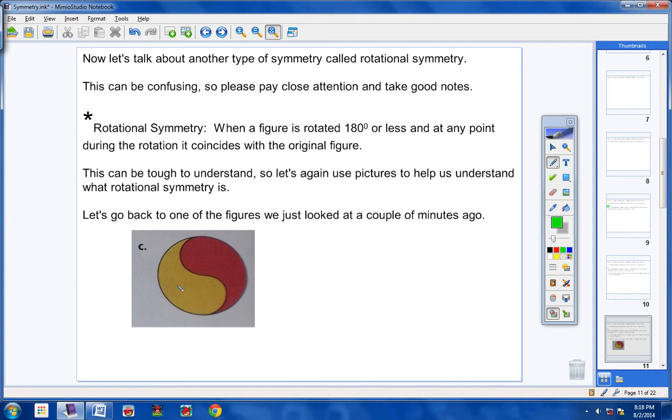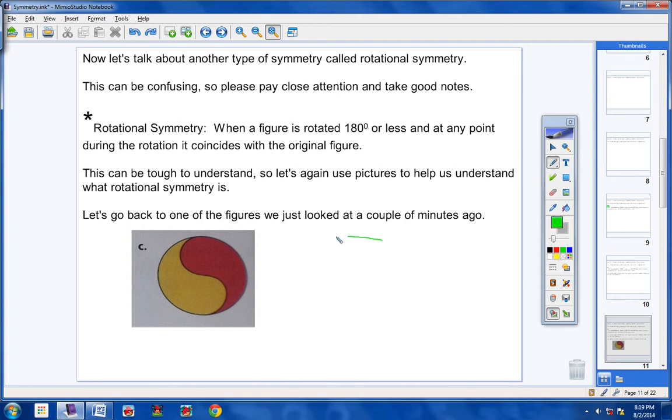Let's go back to one of the figures we just looked at a couple minutes ago. And you know what? Go ahead and copy this in your notes if you would. Real quick, go ahead and draw a circle like this, and then draw a squiggly line like this. It doesn't have to be perfect, that'll be good enough, okay? Now, on a test or a quiz, please listen to me carefully, students. When I give you an object and I say to you, does this object have rotational symmetry? The best thing for you to do is take a sheet of paper and put it on top of the object and trace it.